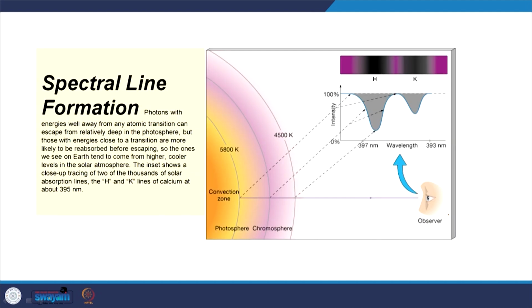So, what is important about this solar spectrum? Photons with energies well away from any atomic transition can escape from relatively deep in the photosphere, okay. But those with energies close to the transition are more likely to be reabsorbed before escaping, of course. So, the ones we see on the earth tend to come from the higher or cooler levels in the solar atmosphere naturally. This inset shows the close-up tracing of 2 of the thousands of solar absorption lines, the hydrogen and potassium lines of calcium at about 395 nanometers.